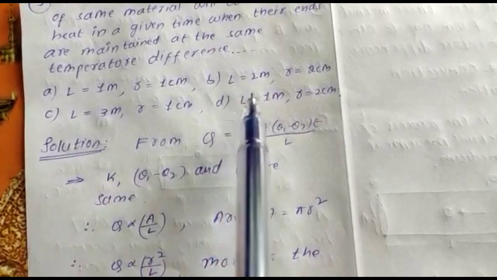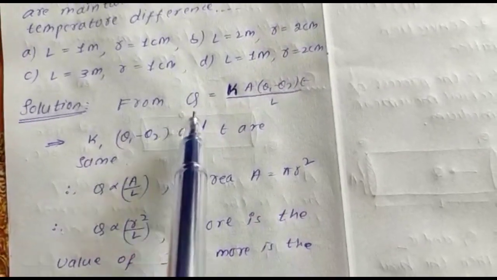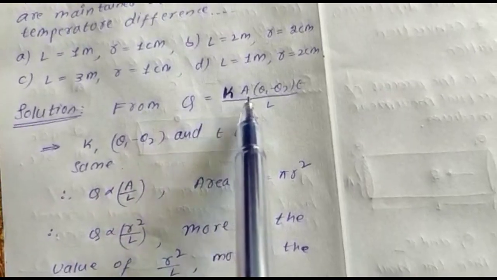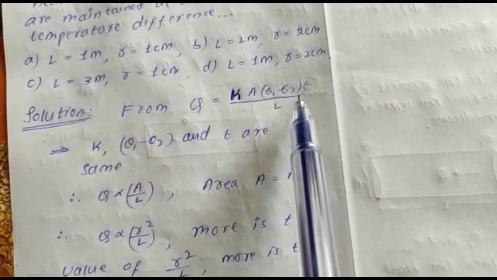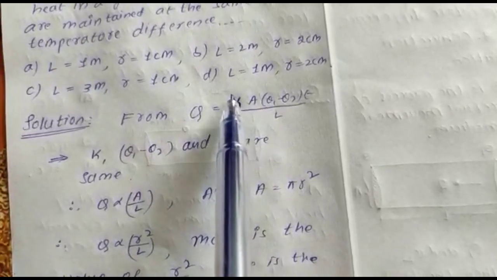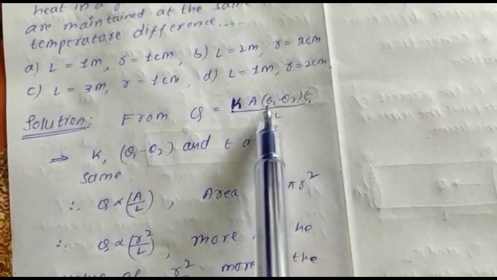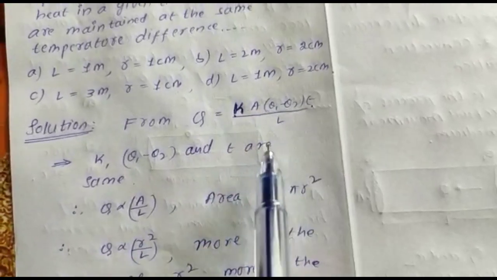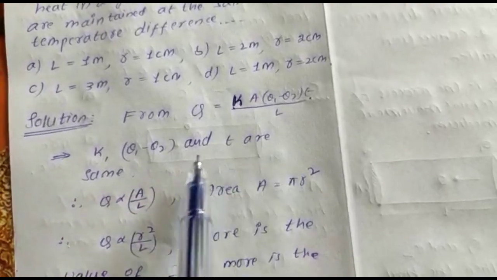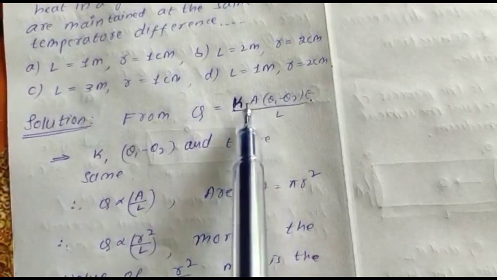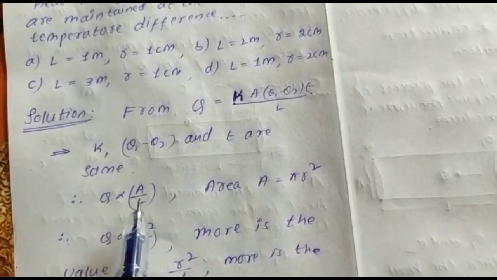Before solving, we know the amount of heat flow formula: Q equals KA times (theta 1 minus theta 2) by L into T. Same material means the thermal conductivity K is the same, the time is the same, and theta 1 minus theta 2 is also the same. Therefore, from the above formula we can say Q is directly proportional to A by L.